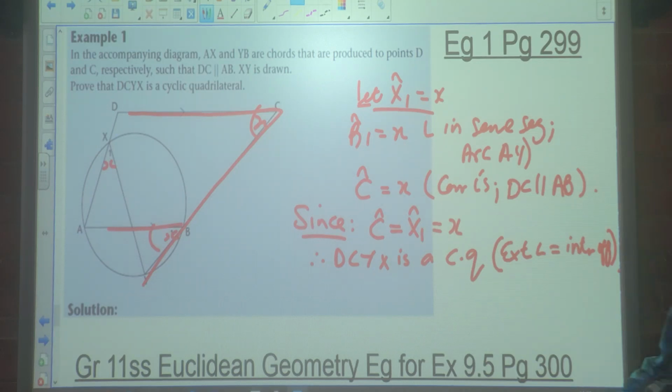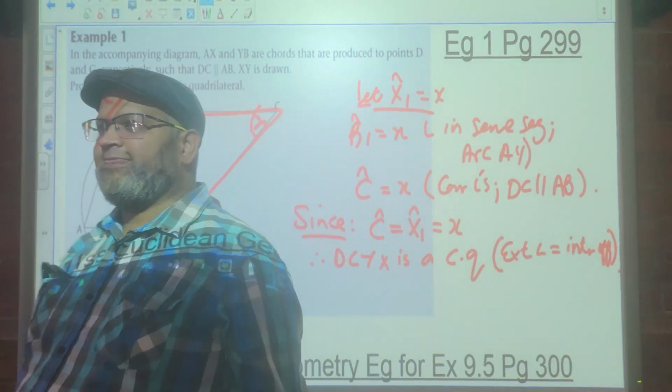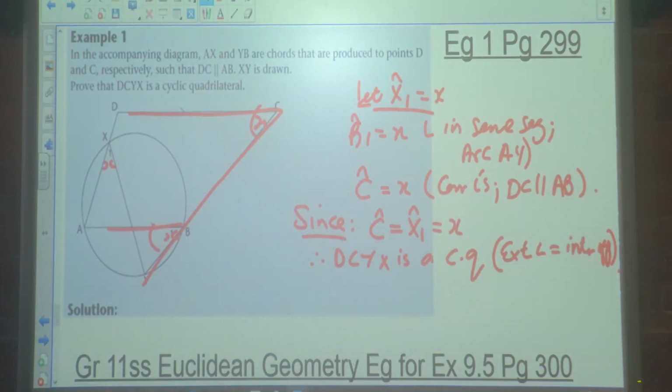Any confusion? Any questions? Something like this probably worth 4 marks.